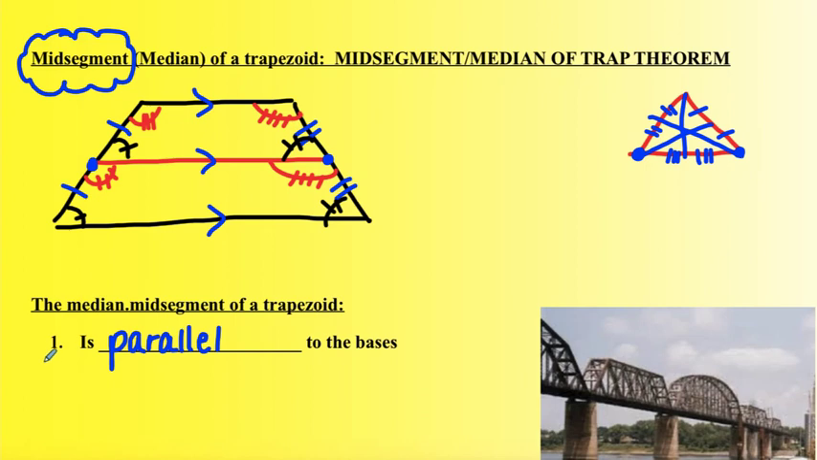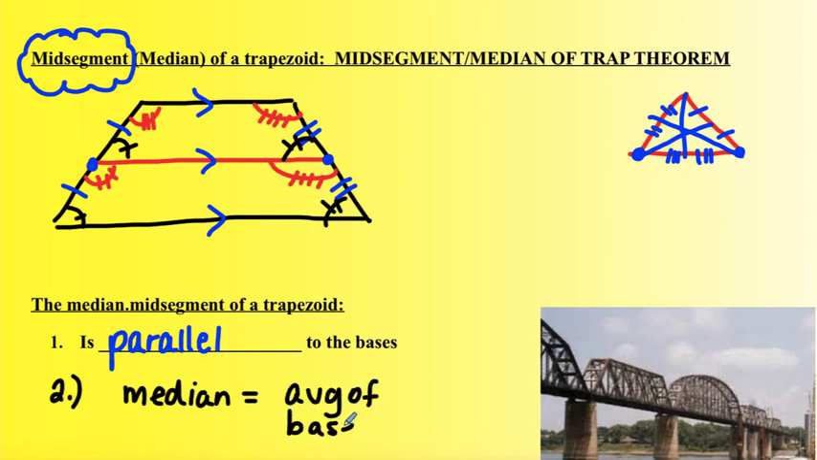Now, the most important part about this median is that it's pretty easy to find its length. The length of a median is equal to the average of the bases. I'm going to call this base A and this base B, and I'm going to call this M. So if we want to find M, we take A plus B and divide it by 2.